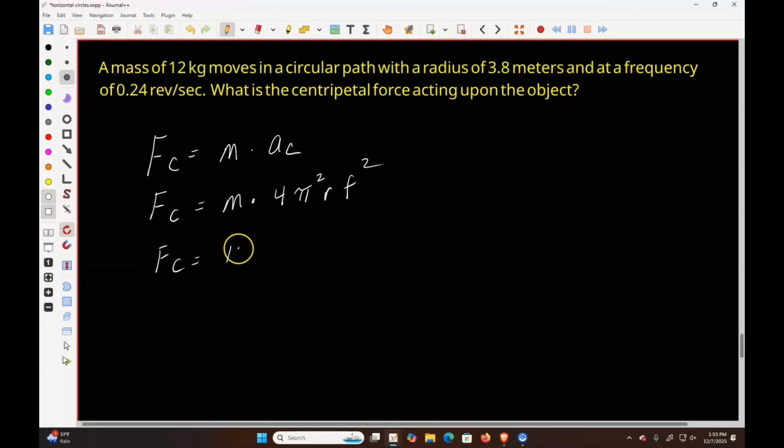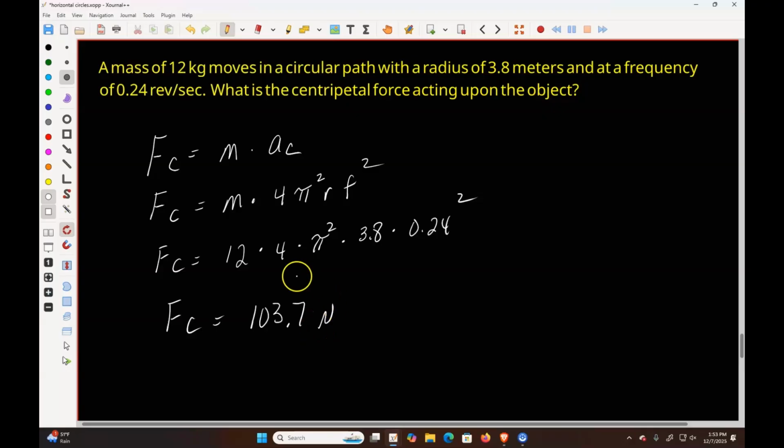So the mass is 12 kilograms times 4 times pi squared times the radius, which is 3.8, times the frequency of 0.24 squared. Plugging this in the calculator, I get a force of 103.7 newtons.